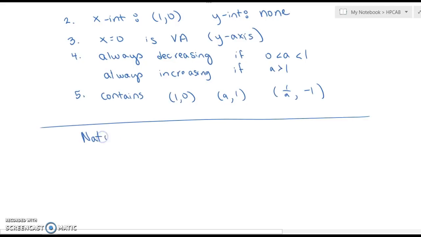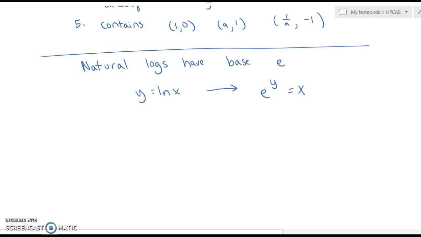Natural logs, you might have seen those a little bit in the homework from Friday. Natural logs, or ln, have a base of e, so you'll see that from time to time. So y equals natural log of x, that's the same thing as e to the y equals x. We don't usually write a base of e, it's just kind of assumed. All right, so we're going to look at a graph.